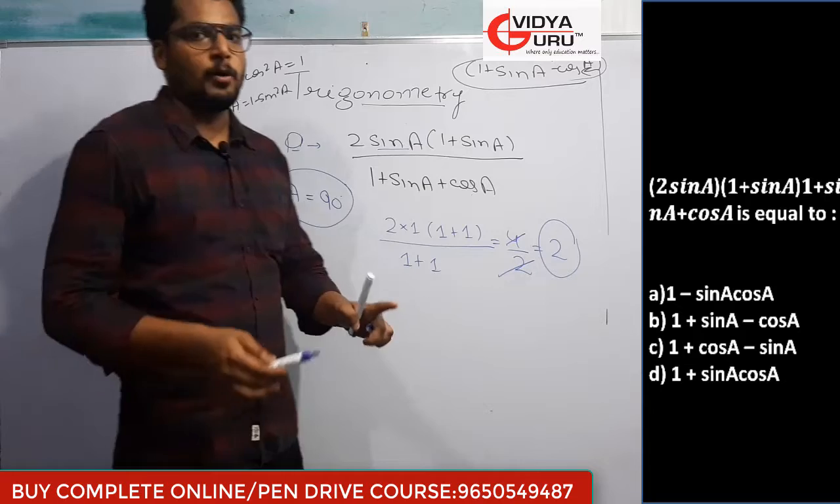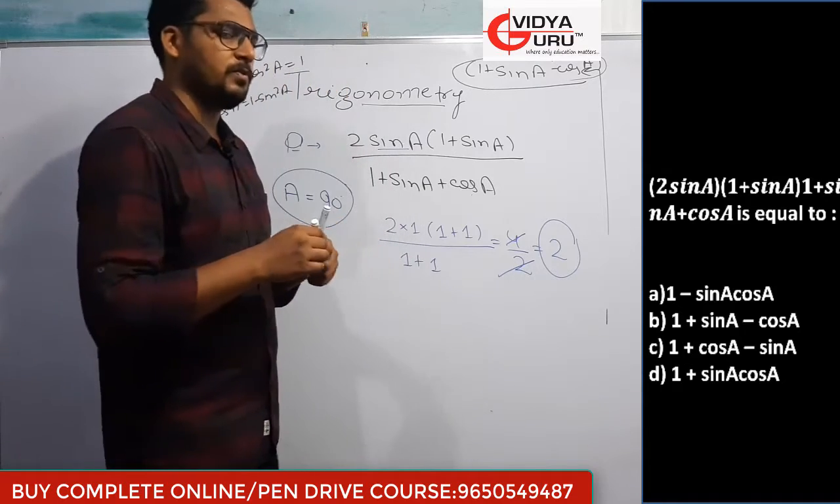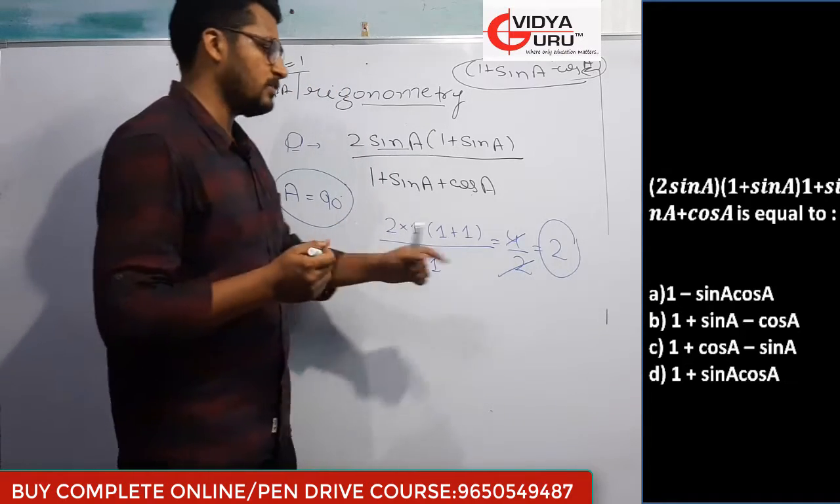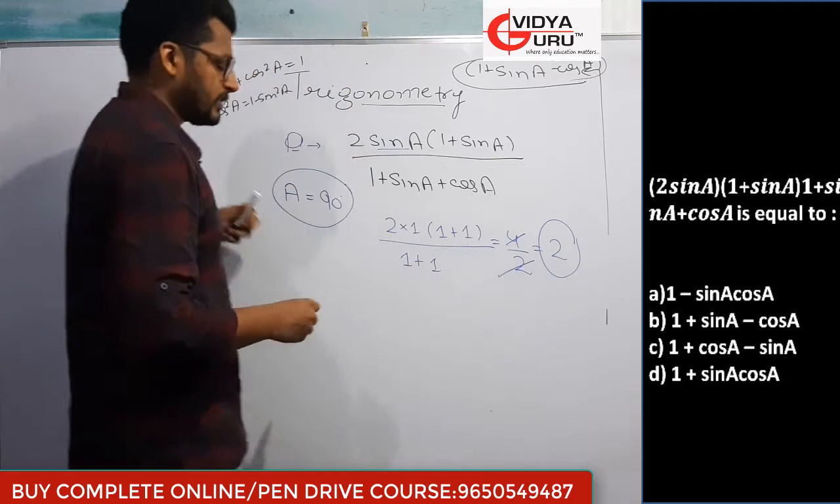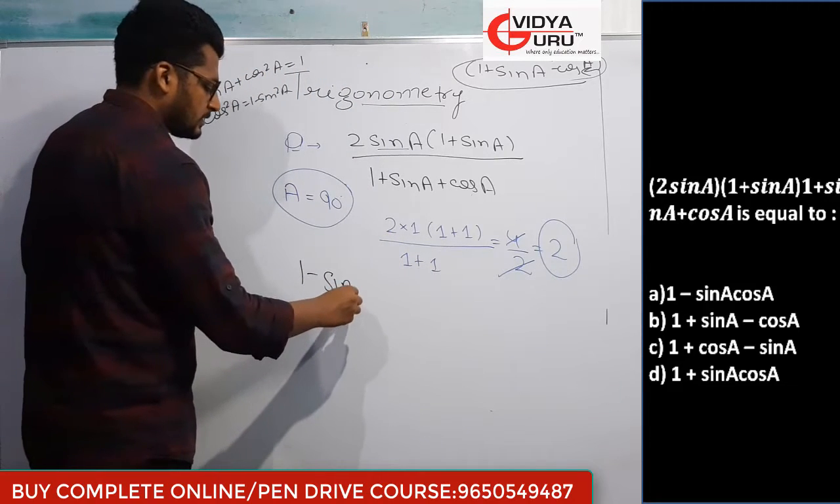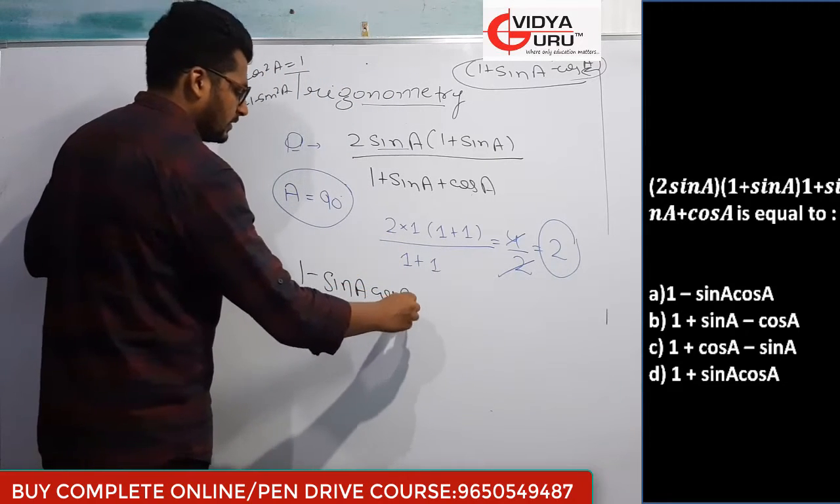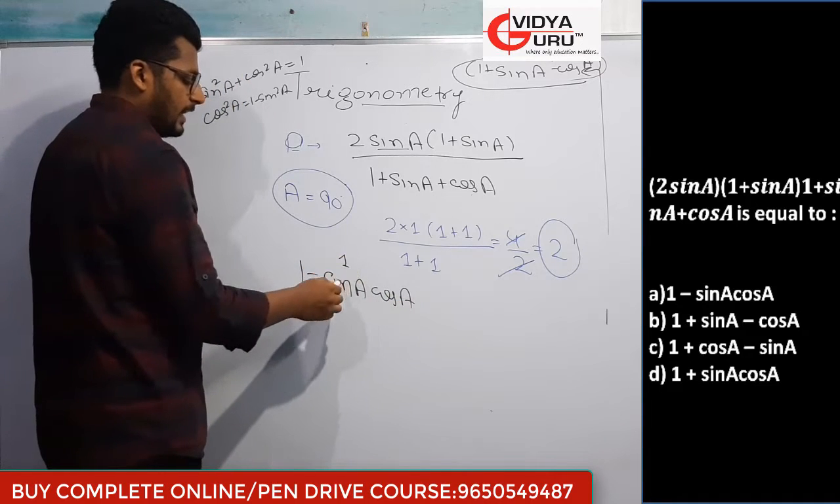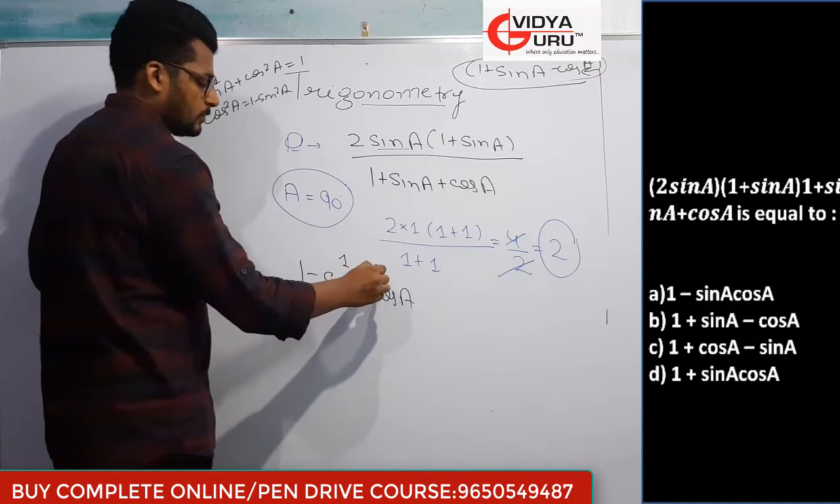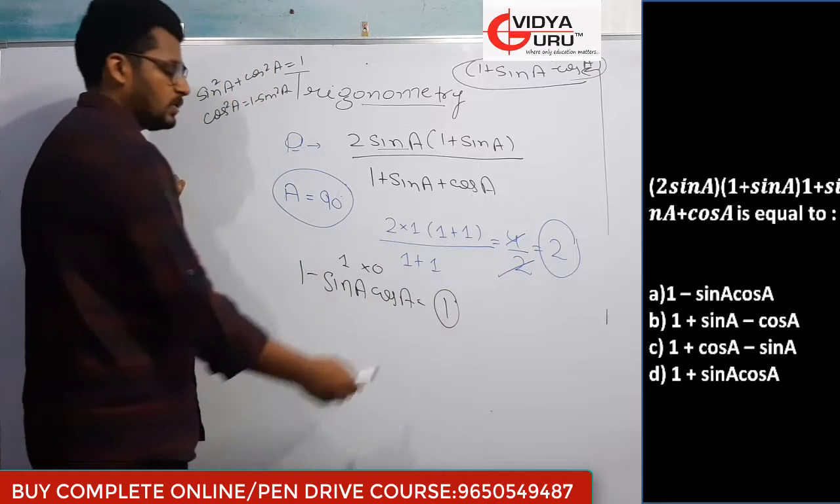So I will check by options. If I put the value of a as 90 in the options, which option will satisfy and give the value 2? The first option is 1 minus sin a plus cos a. Sin 90 is 1 and cos 90 is 0, so this will come as 1 minus 1 plus 0, which is 1.